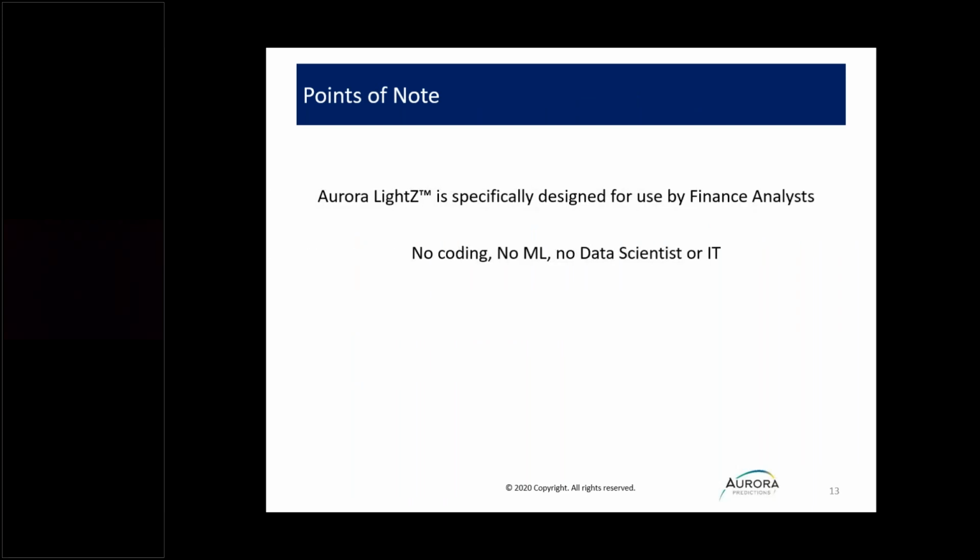Now, some pointers of note, we're going to be using Aurora Lights. The reason we're using it is because it is specifically designed for finance. So there's no coding, no ML, no data scientists, no IT. The models are loaded. These models have been built in minutes from spreadsheet data. Unlike ML, machine learning, where you need high quality data, we're using Lights because we don't need that ultra high quality data.